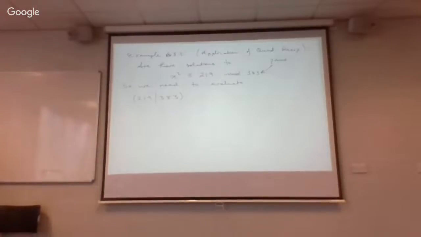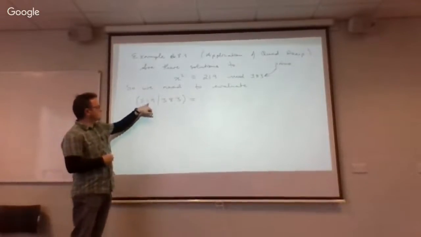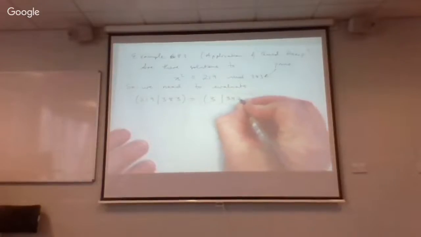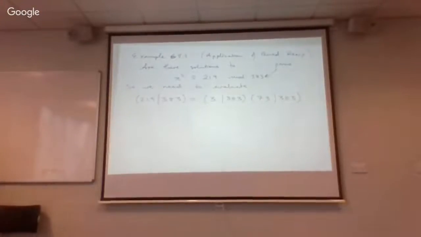So the first thing we're going to do is use the multiplicative property. We're going to factorize 219. So how does 219 factorize? Can you spot a small factor of 219? 3. 3 and something, yeah. 3 goes into 21 and 3 goes into 9 as well. So yeah, 3 and 73. We know the Legendre symbol is multiplicative. That's one of the results we reminded ourselves of in the introduction. So this Legendre symbol is definitely the product of these two.